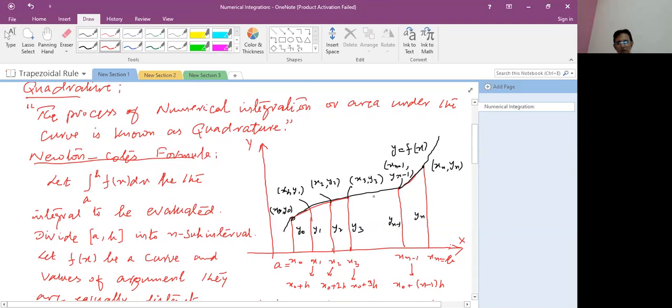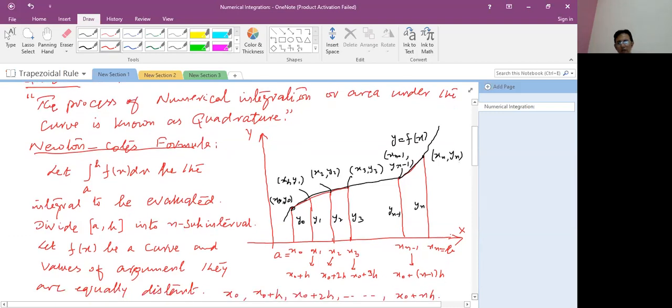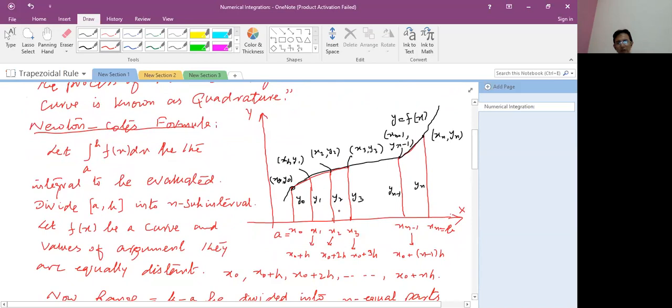When we draw a curve, at each point x0, y0, these are the intersecting points. What is x1? x1 is equal to x0 plus h, then x0 plus 2h, x0 plus 3h, and so on. It means the difference between them is h. In another way, we call it equidistant in each interval.